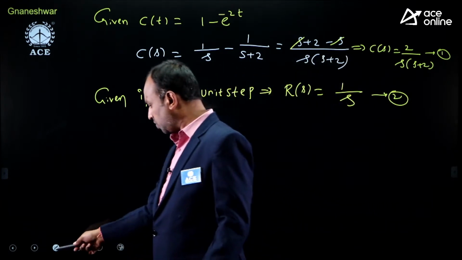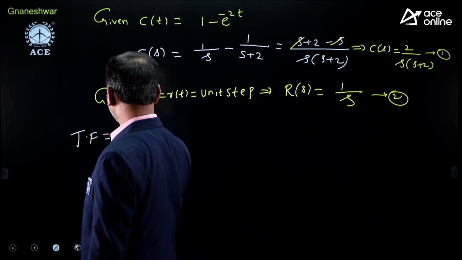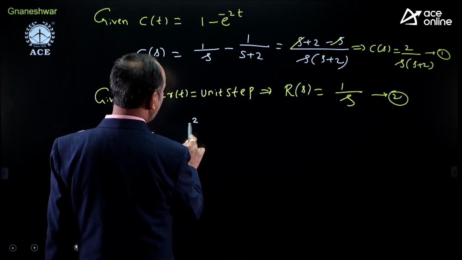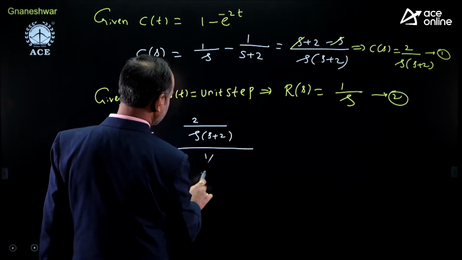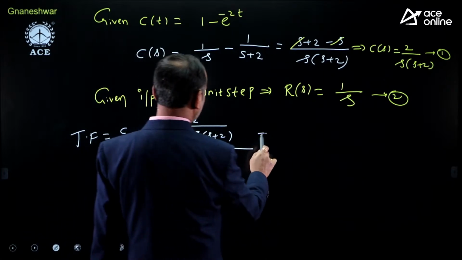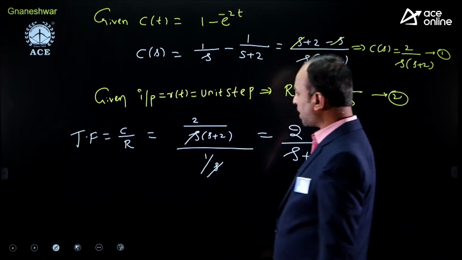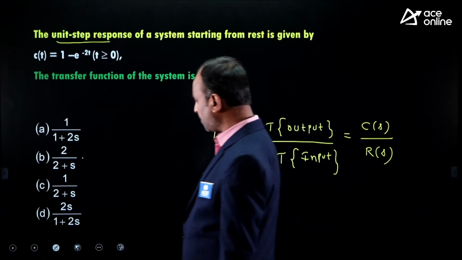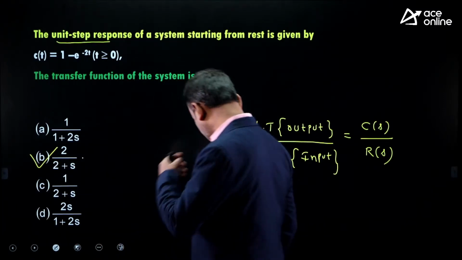What is the transfer function equal to? Simple. Transfer function equal to C of s upon R of s, equation number 1 by equation number 2. 2 upon s into s plus 2, upon 1 by s. The 1 by s cancels. So the answer is the transfer function 2 upon s plus 2. The correct answer is option B. Option B is the perfect answer.